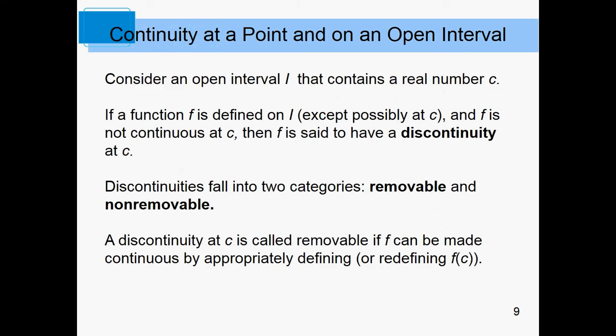So let's consider some open interval. We're going to call it I. In this class, anytime we have an open interval, it's always going to be I, and it's going to have c in it. Now, what does that mean? What does it mean to have an open interval including c? Somebody give me an example of an open interval and a c that's included in it. Anybody? Can anybody give me an interval?